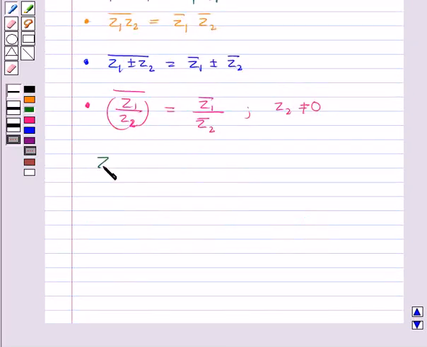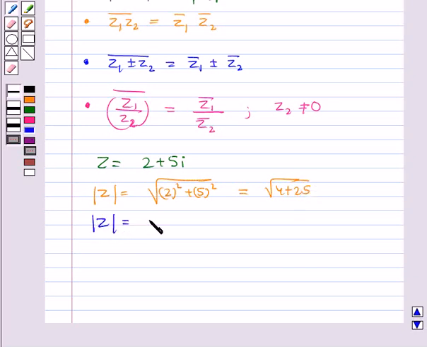Consider a complex number z equal to 2 + 5i. Now, modulus z is equal to square root of 2 square + 5 square, which is equal to square root of 4 + 25. Thus, we get modulus z is equal to square root 29. Then, the conjugate of the complex number z is given by z bar, and this is equal to 2 − 5i.